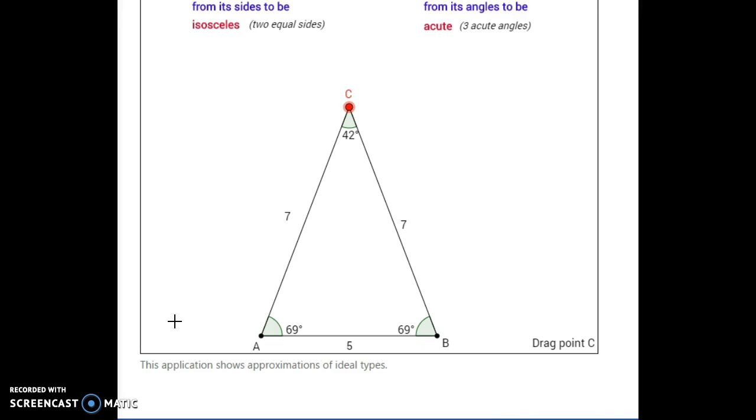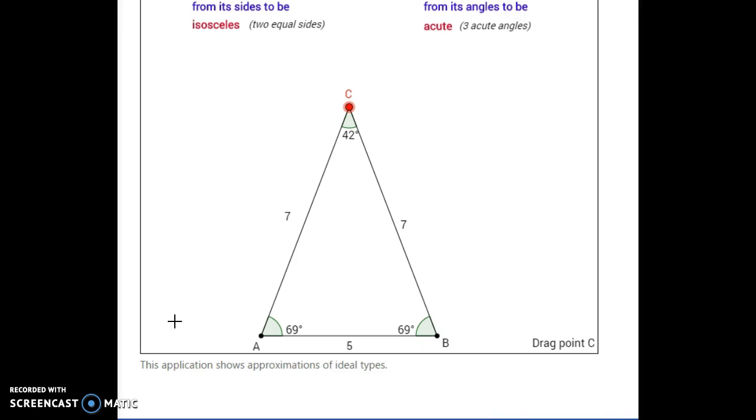Scalene triangles. A scalene triangle is a triangle where each side length is different and no angles are the same. Scalene triangles are a bit tricky because they can be acute, obtuse, or right in their angle measures. Remember that acute angles are less than 90 degrees, right angles are exactly 90 degrees, and obtuse angles are greater than 90 degrees.